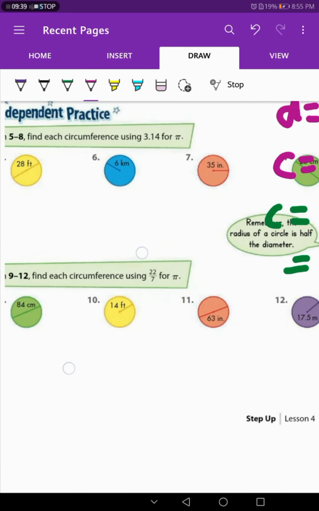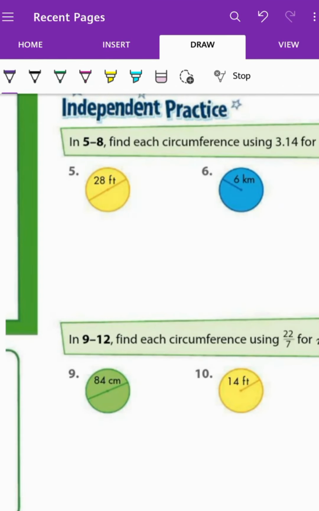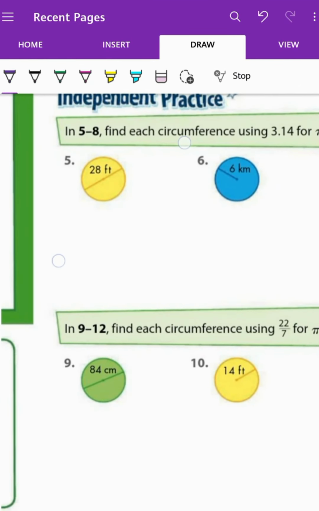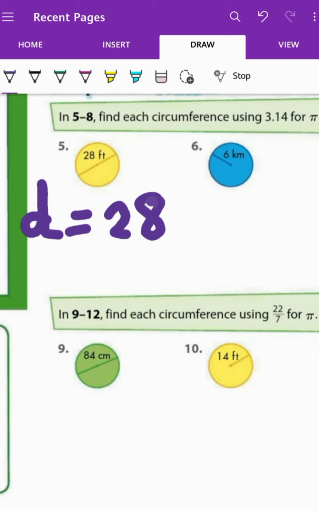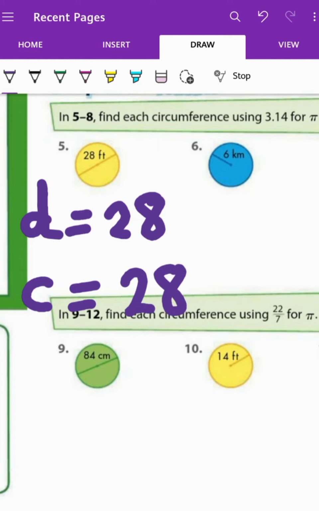Okay, let us continue here. Now question number 5. Is it a diameter or a radius? It's a diameter. Good boy. And the diameter equals what? 28. That means the circumference equals what? 28 pi.